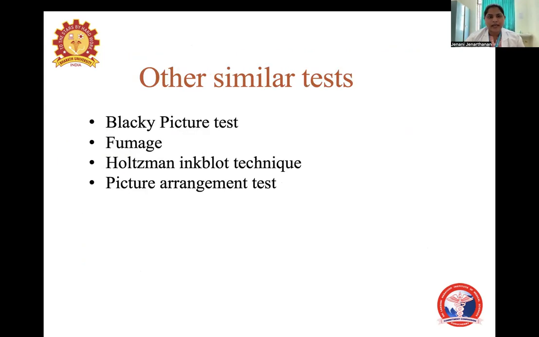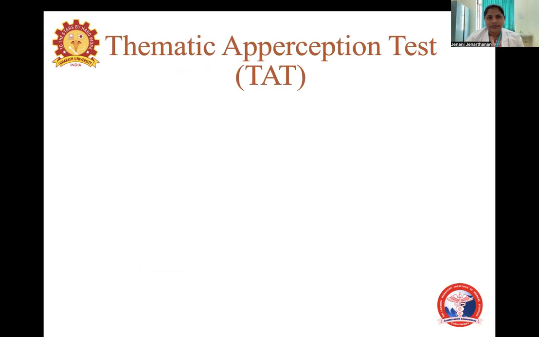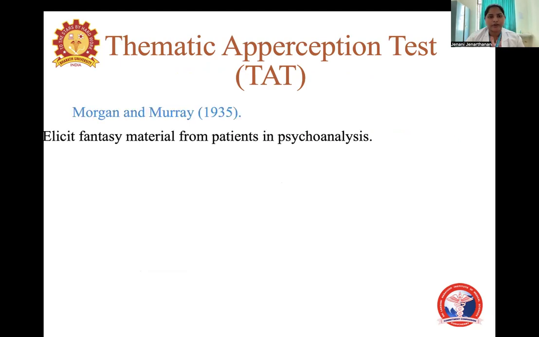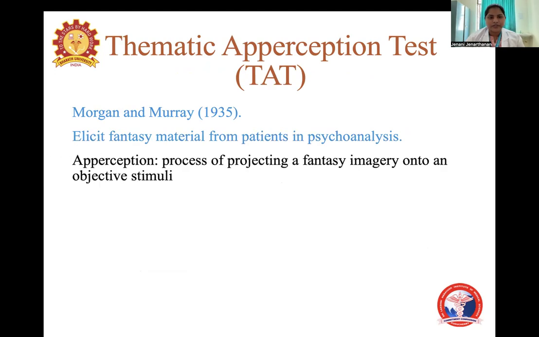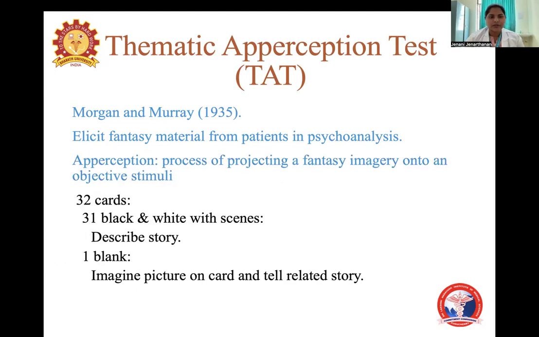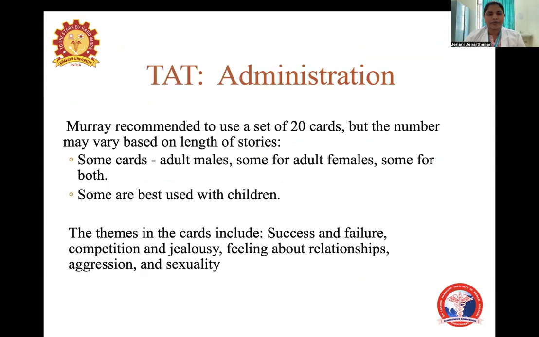Other similar tests are the Blacky Pictures Test, Holtzman Inkblot Test, and Picture Arrangement Test. Thematic Apperception Test: Morgan and Murray introduced it in 1935 to elicit fantasy material from patients in psychoanalysis. Apperception is the process of projecting fantasy imagery onto objective stimuli. There are 31 cards, 30 black and white with scenes, and the examinee describes a story. One blank card: imagine a picture and tell a related story.